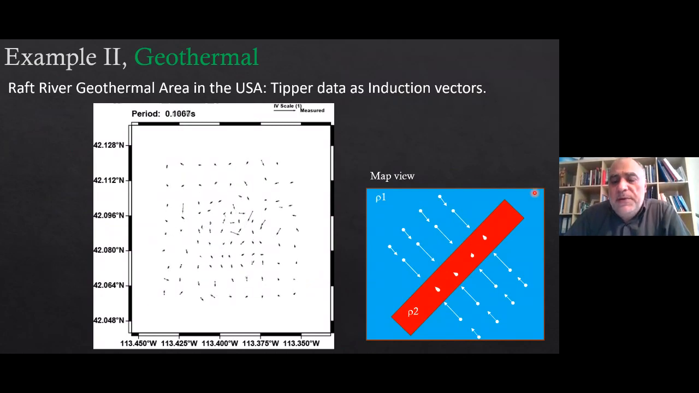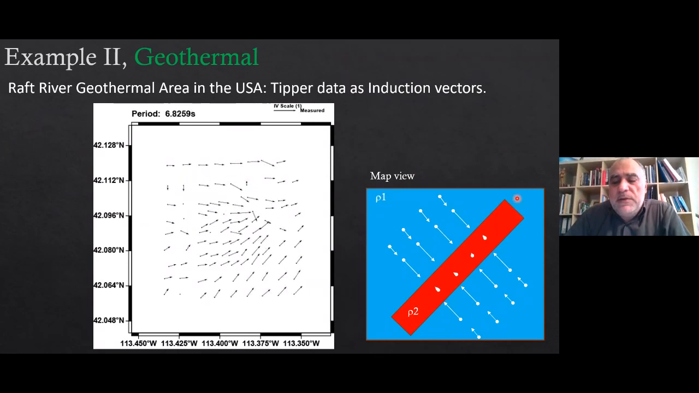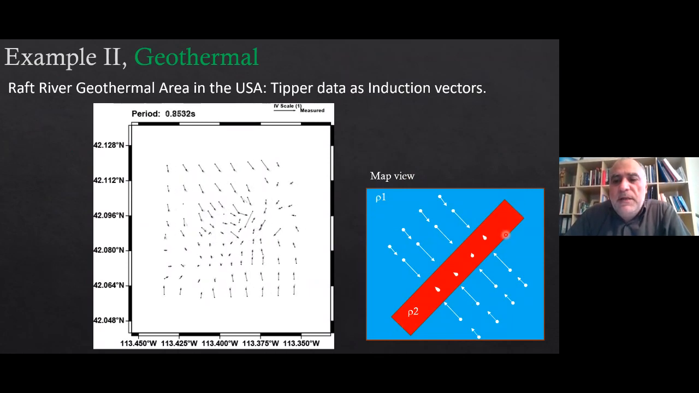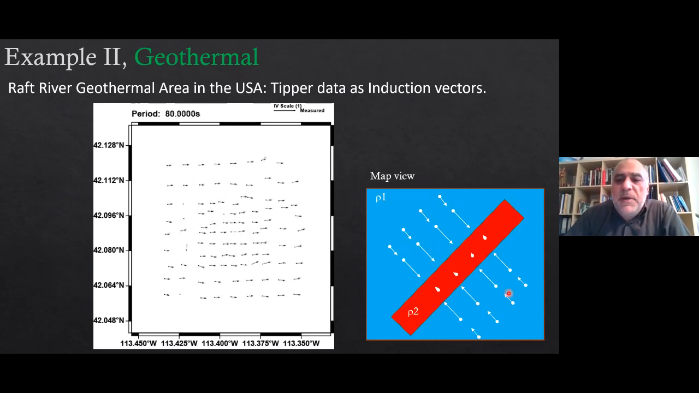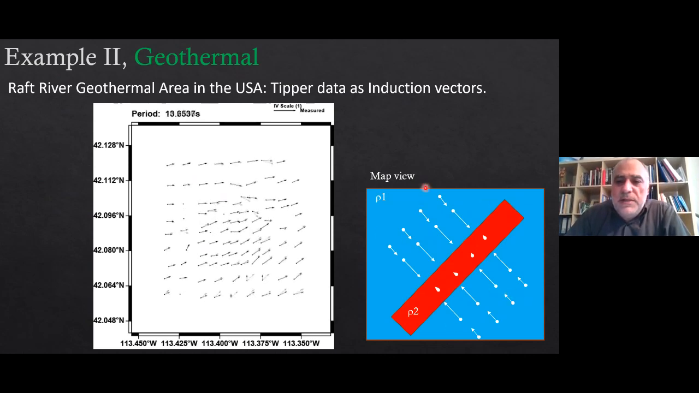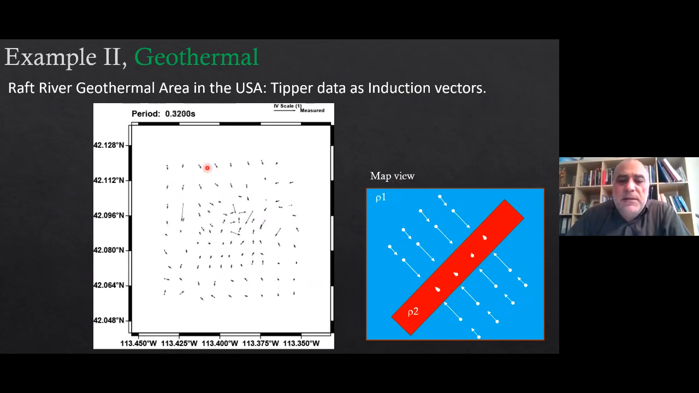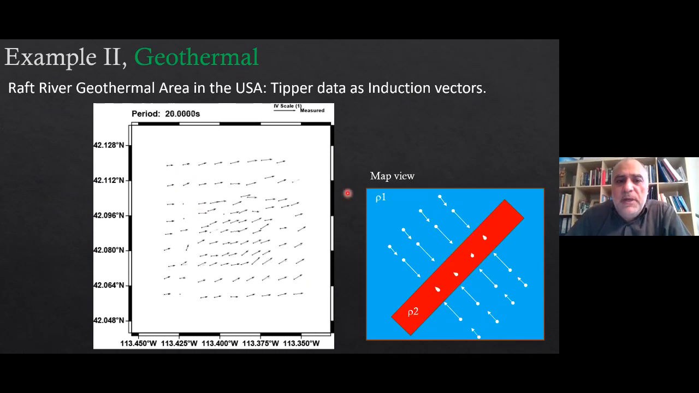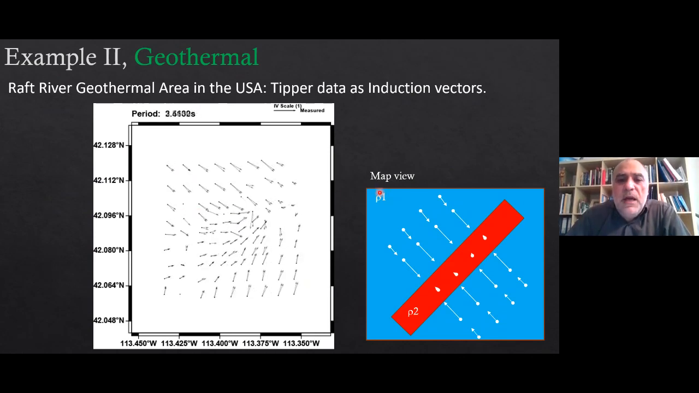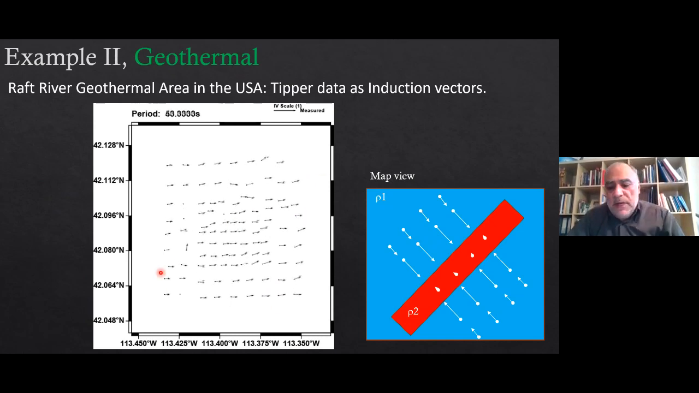And as a reminder, when I was talking about the induction vectors, if you have a conductive anomaly in the middle of your survey area, how is the behavior of the induction vectors? This was a cartoon presentation, while here this is from real world data. As you can see, at long period they point toward the east, and at a shorter period they start pointing to something in the center part of the array.